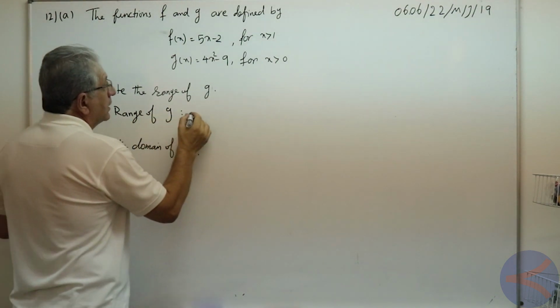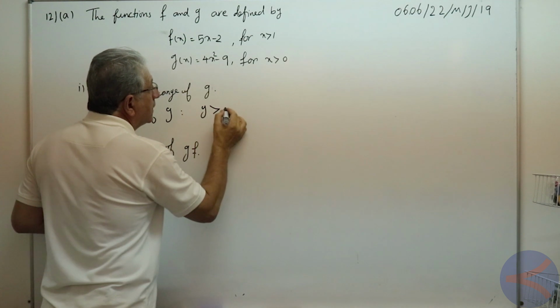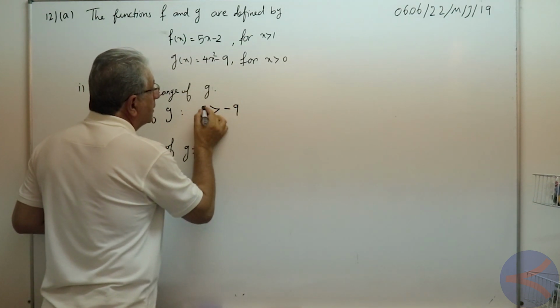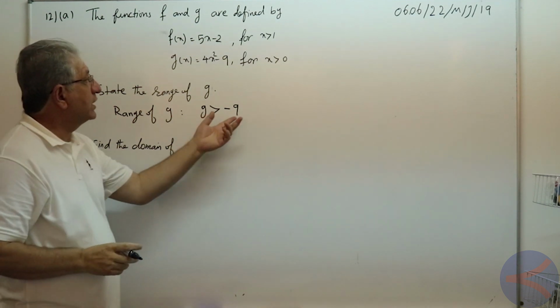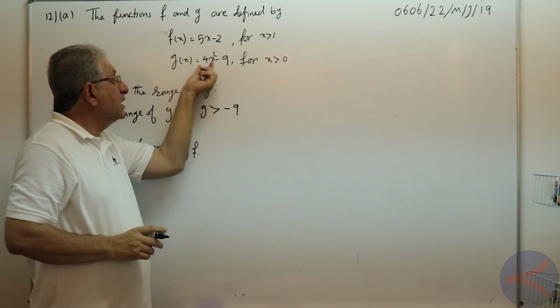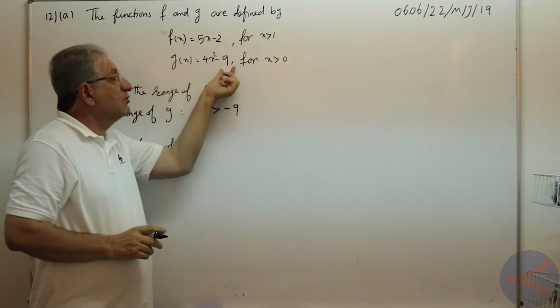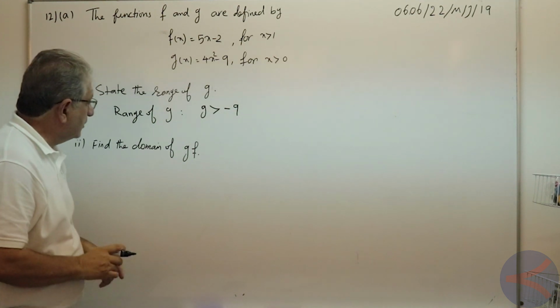is y more than negative 9. The range of g is always more than negative 9 because it is a positive number added to negative 9, so the value will always be more than negative 9. So this part we have done.